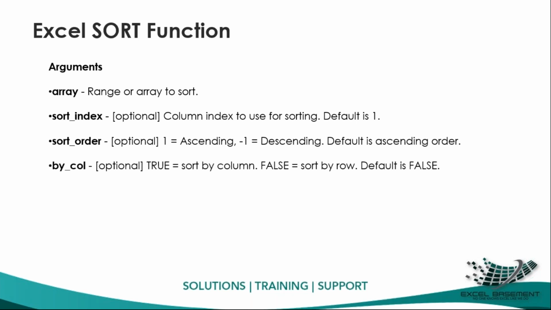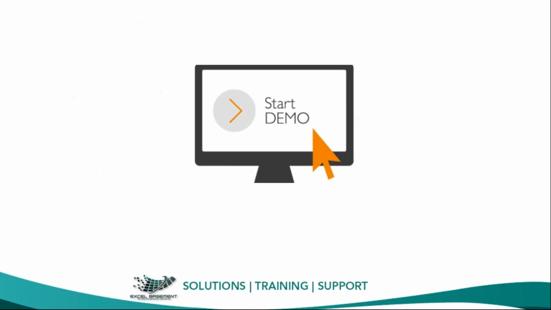By column means TRUE sorts by column. If you have column-wise data and you want to sort it column-wise, you need to write TRUE. If you want to sort row-wise data, you need to write FALSE. And if you skip that, it will be FALSE by default. Okay, so let's start the demonstration part.